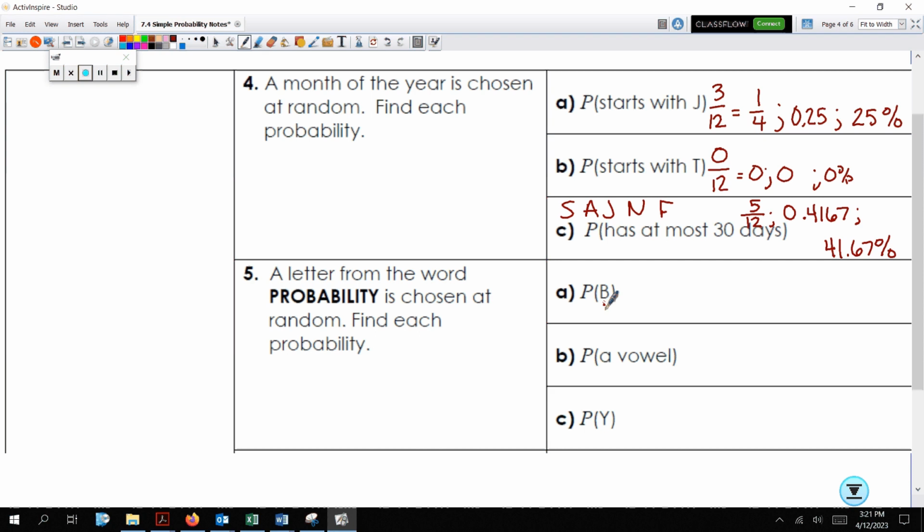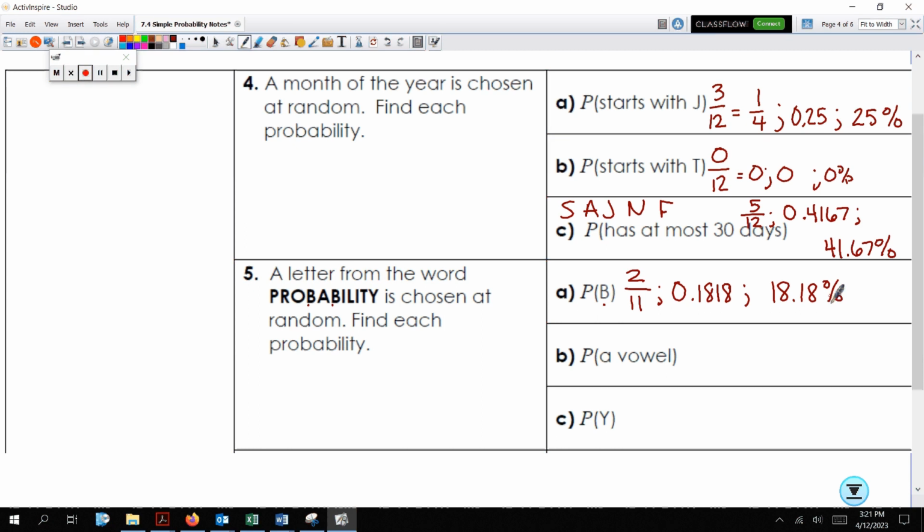Well, how many B's are there? There's 2 of them. That's my numerator. Out of how many total letters in the word probability? 1, 2, 3, 4, 5, 6, 7, 8, 9, 10, 11. 2 out of 11. It does not simplify. As a decimal, it's 0.1818. And then as a percent, multiply by 100, and I get 18.18%.